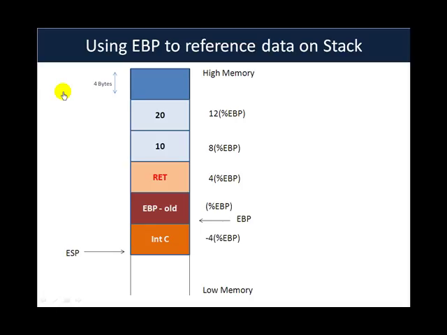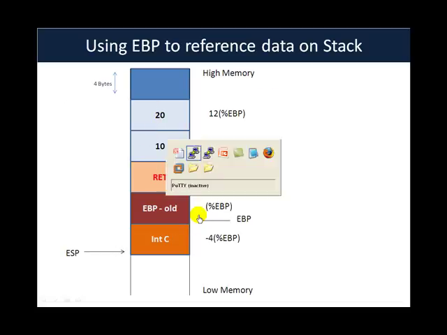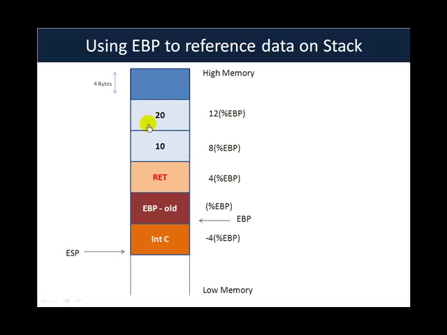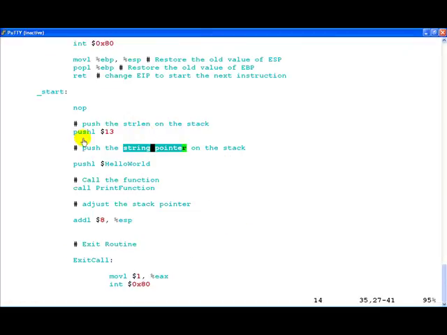If you go back to the slides, the first thing we do once we are inside the function. Actually, even before that, let's scroll down and look at what we are doing here. If you remember, the write syscall requires two important parameters. One is the string length, and the other is the pointer to the string itself. So we need to push both of these onto the stack, right? This is the instruction where we are pushing the string length, and this is the instruction where we are pushing the pointer to the hello world string onto the stack.